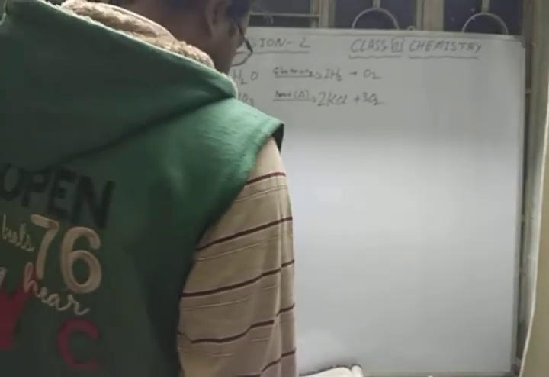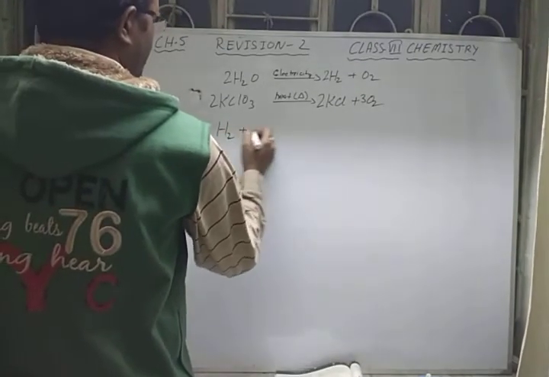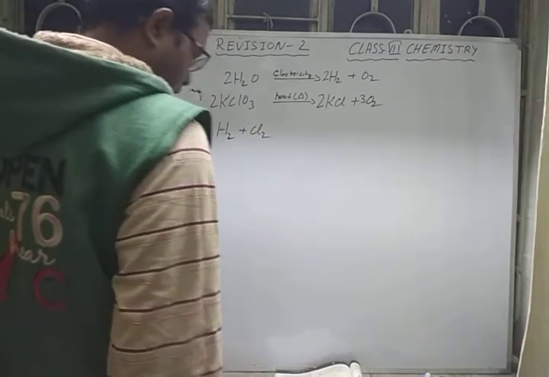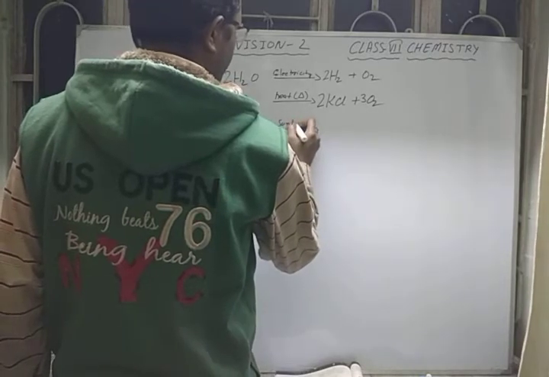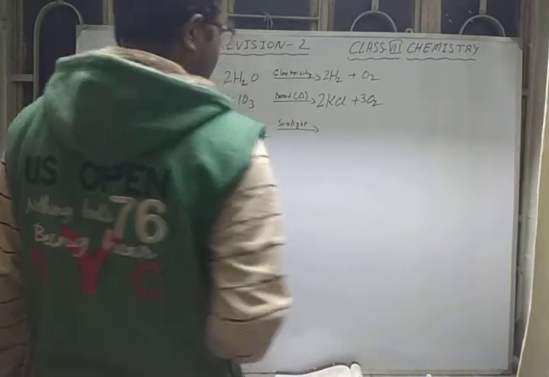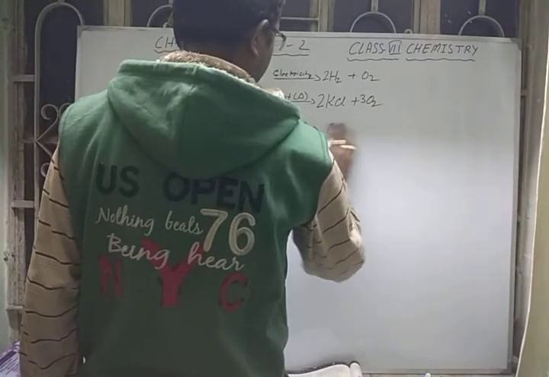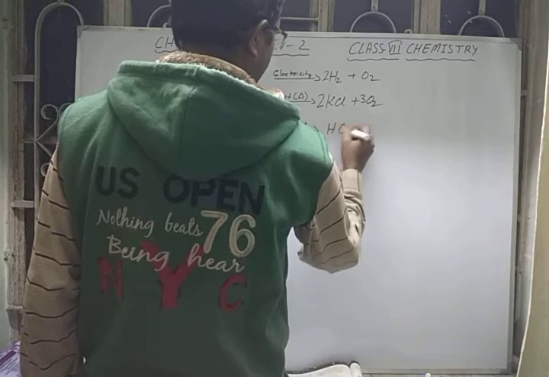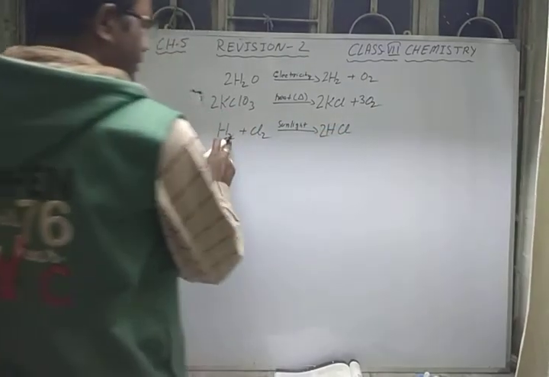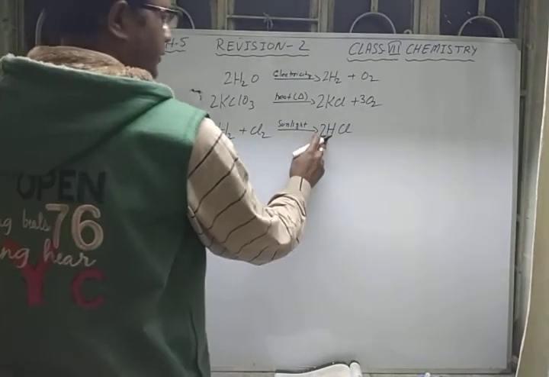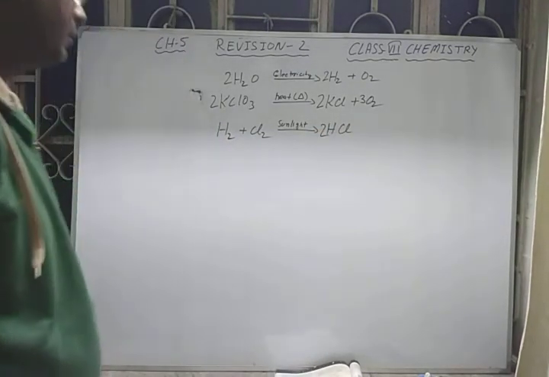Another equation: suppose hydrogen, H2, reacts with chlorine in the presence of sunlight. Here you have to write in presence of sunlight. What will we get? Hydrogen chloride, HCl. So again it is not balanced, so for that we have to write a 2 here, because hydrogen is 2, chlorine is also 2. If we write 2 here, hydrogen becomes 2, chlorine will also become 2. In this way we balance it again.